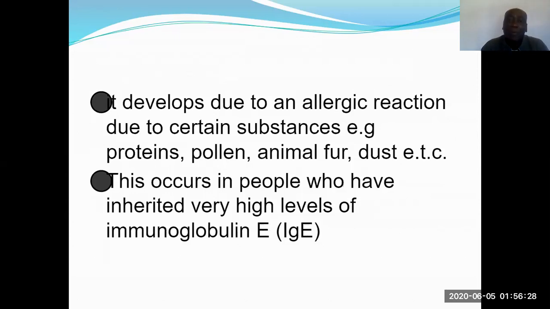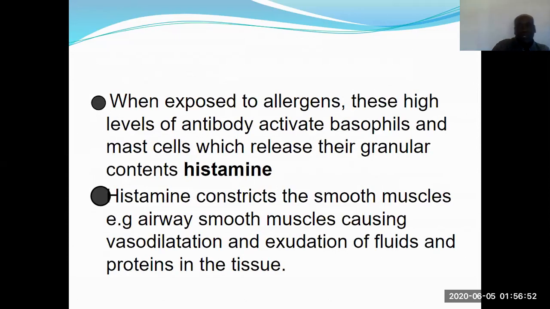This occurs in people who have inherited very high levels of immunoglobulin E. So these people who have inherited very high levels of immunoglobulin E are very susceptible to this allergy. When exposed to allergens, these high levels of antibody activate basophils and mast cells, which release their granular contents, histamine.